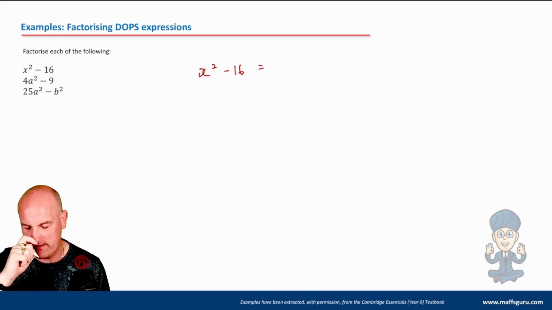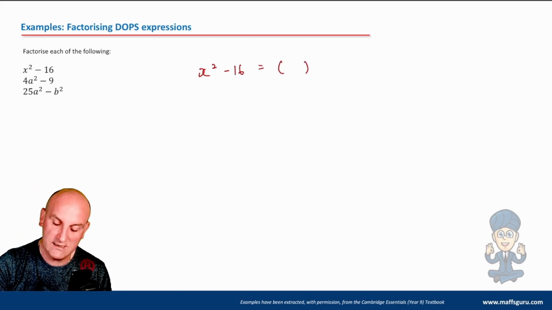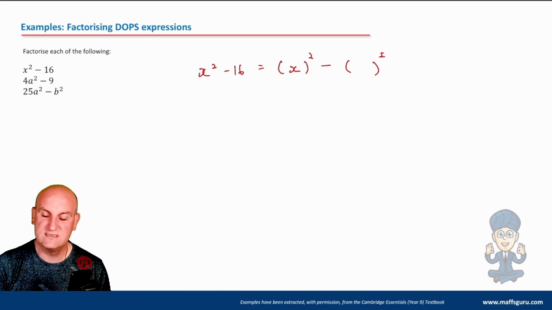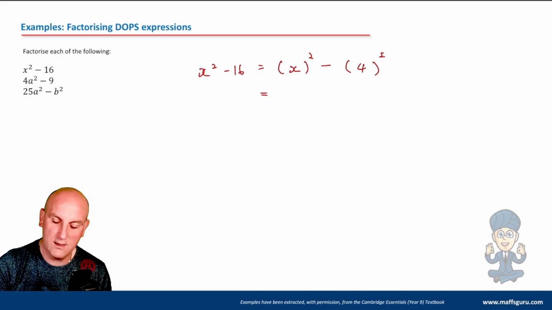Are they written in the right format at the moment? Nope. So I'm going to write some brackets squared minus some brackets squared. X times itself, oh, that's got to be x. 16, what number multiplied by itself gives it? Oh yeah, I know, that's 4. And there we go, the hard work done. The rest of it is just writing in the brackets.